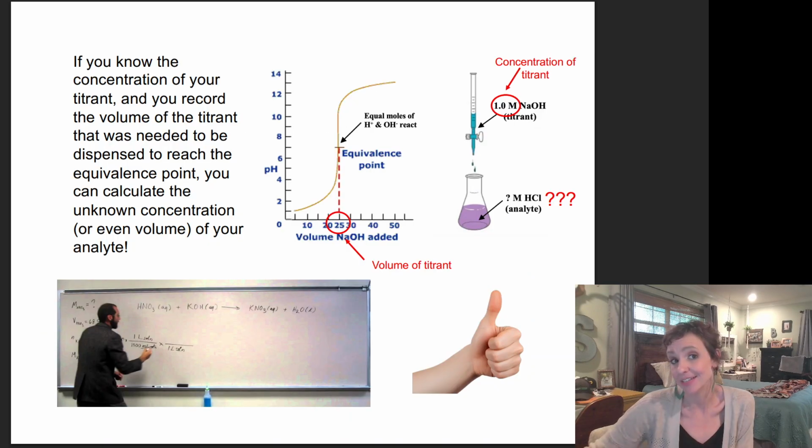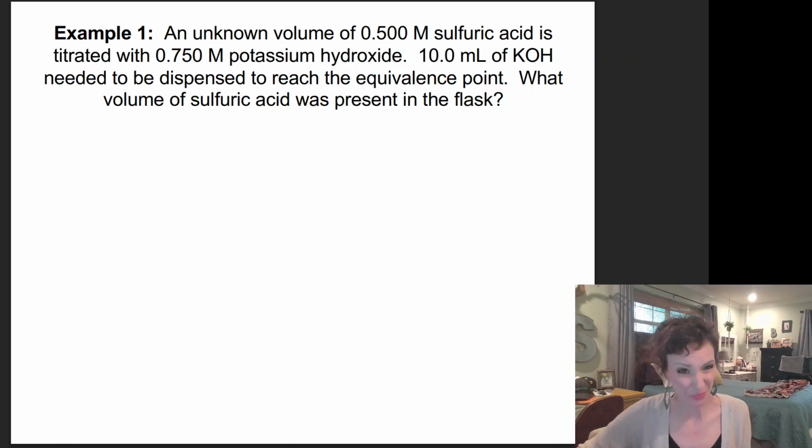Okay, so if I know the concentration of your titrant, and I record the volume of the titrant that was needed to be dispensed, you can calculate the unknown concentration or even what the volume was of your analyte. All right, here we go. So we're going to go through 3 examples, and these are going to feel pretty tedious, but we are at the end of chemistry, so I'm ready to push you guys.